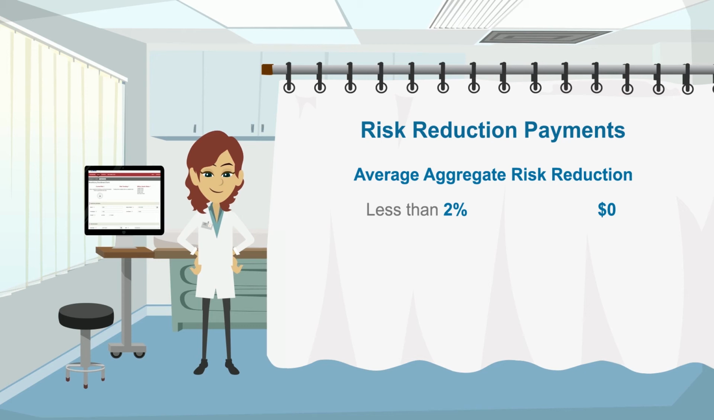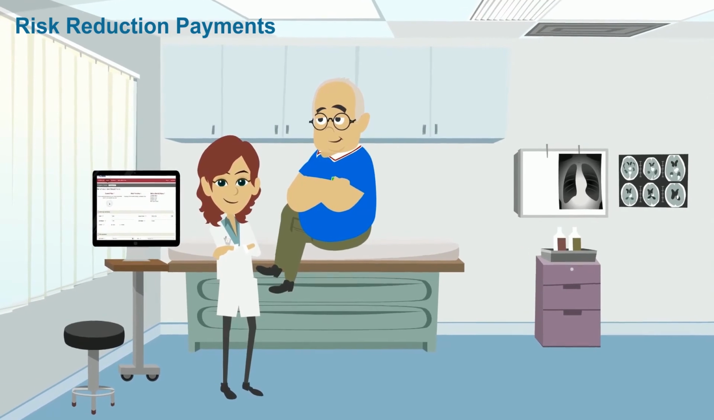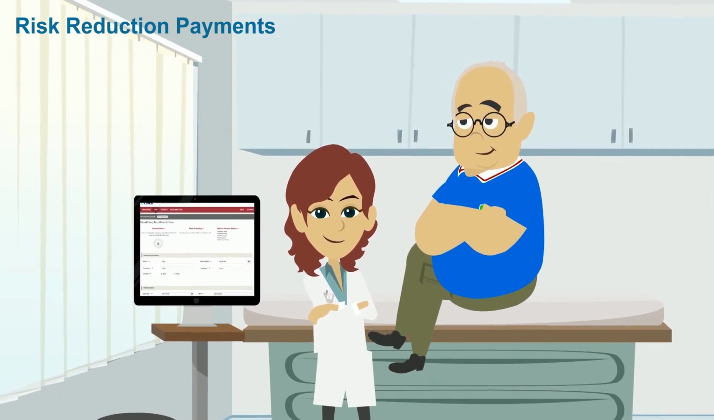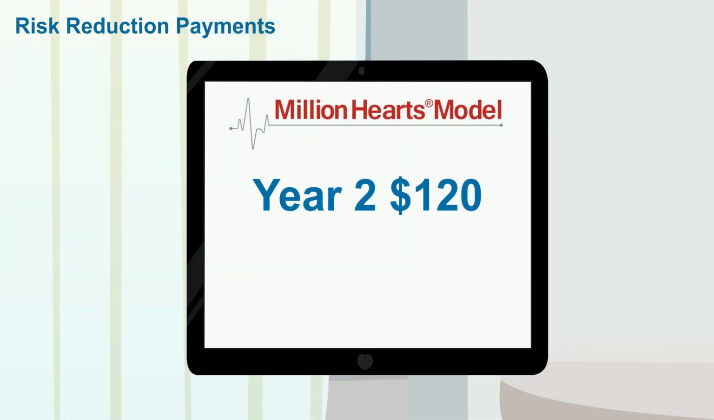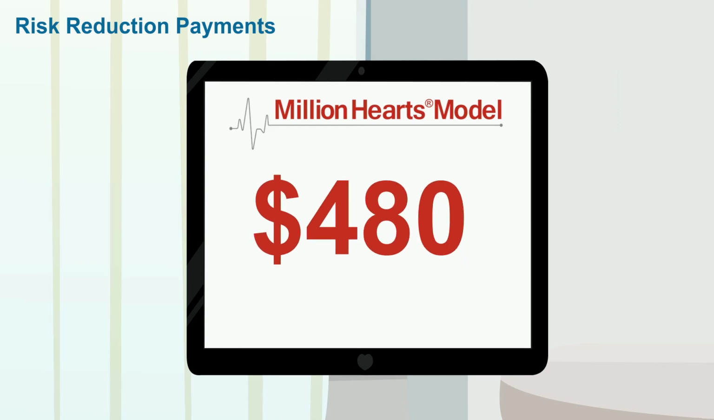If your average aggregate risk reduction is between 2% and 10%, you will receive $5 per beneficiary per month for each high-risk beneficiary re-risk assessed during that performance period. If your average risk reduction is greater than 10%, you will receive $10 per high-risk beneficiary included in the average for that year. So if you support all of your enrolled high-risk patients like Mr. Parker in reducing the CVD risk from their baseline scores, you could receive up to $10 per month in years 2 through 5 as long as your organization's average aggregate score is greater than 10% each year. This would total $120 per year per patient, or a total of $480 per patient for years 2 through 5.